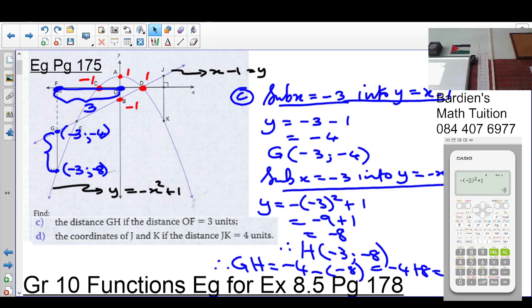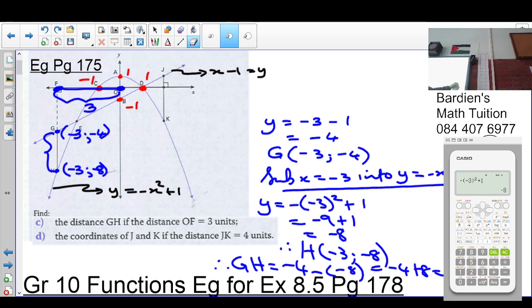Okay, people, that's one way of doing it. You all understand this. So what I did was, I calculated the coordinates, then I subtracted the two y values. That's all I did. People, there's an easier way. I think it's easier.